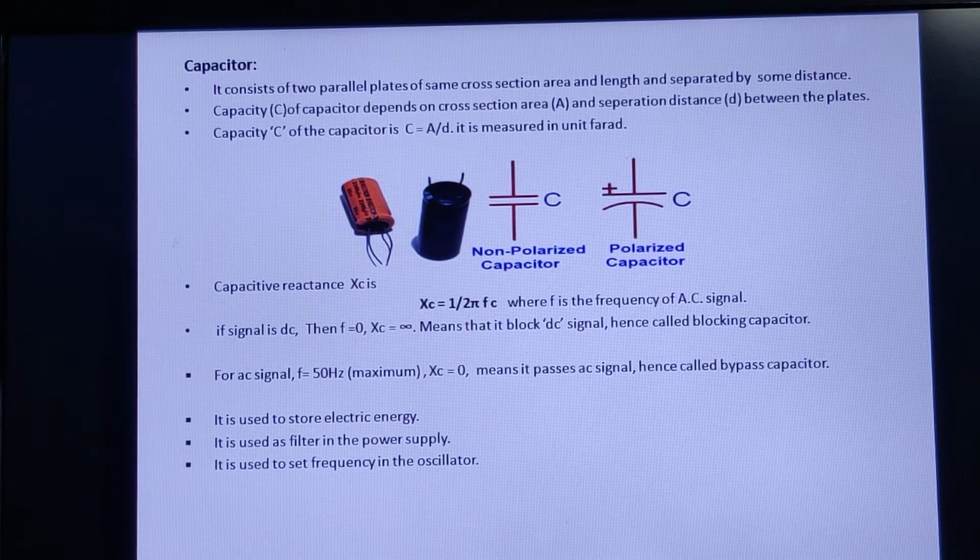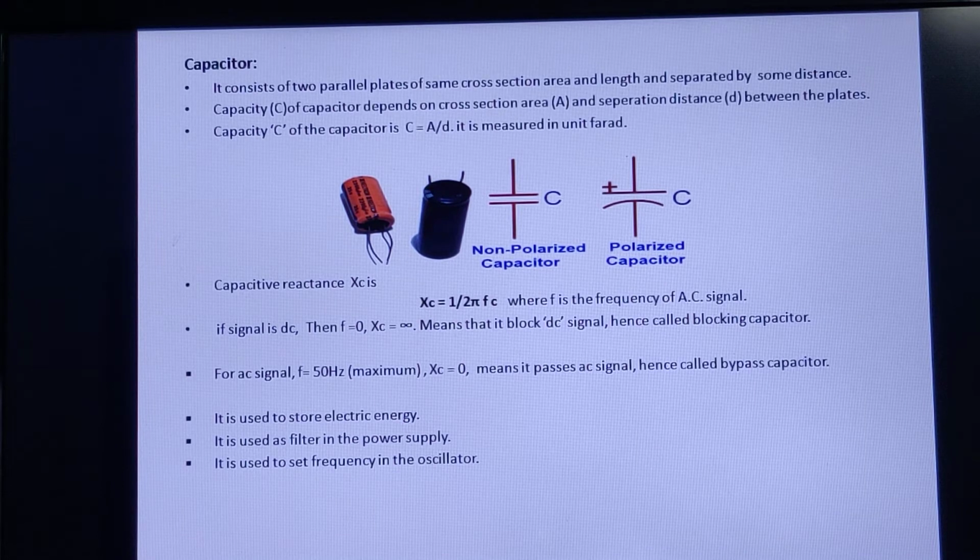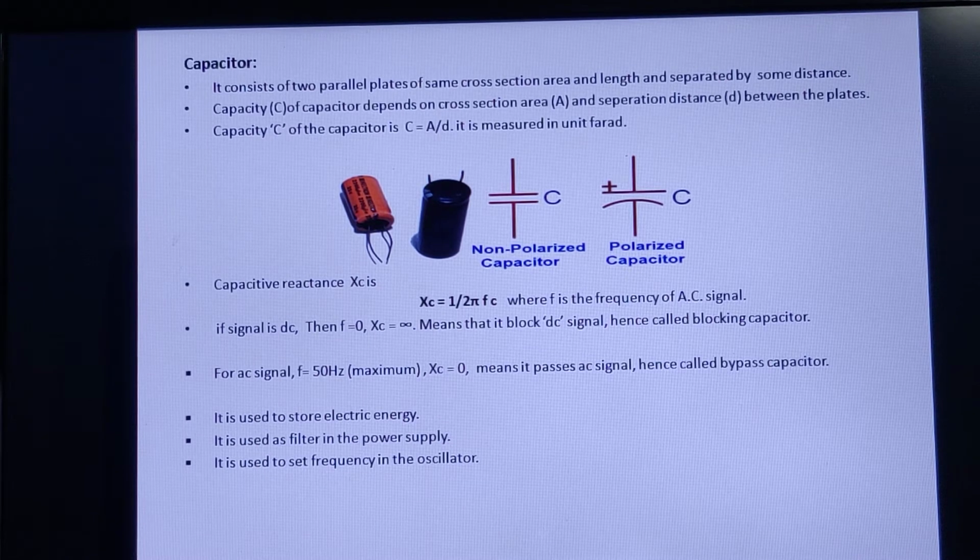Capacity of the capacitor is given by the equation C equals A upon D, and it is measured in unit farad. From this equation it is clear that capacity is directly proportional to the cross section area of the plates and inversely proportional to the separation distance between the plates. The symbols of capacitor are shown in the figure.